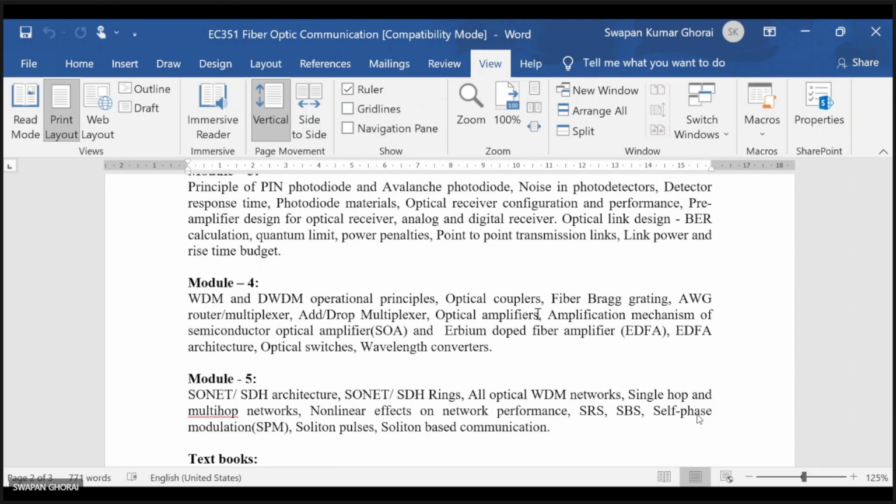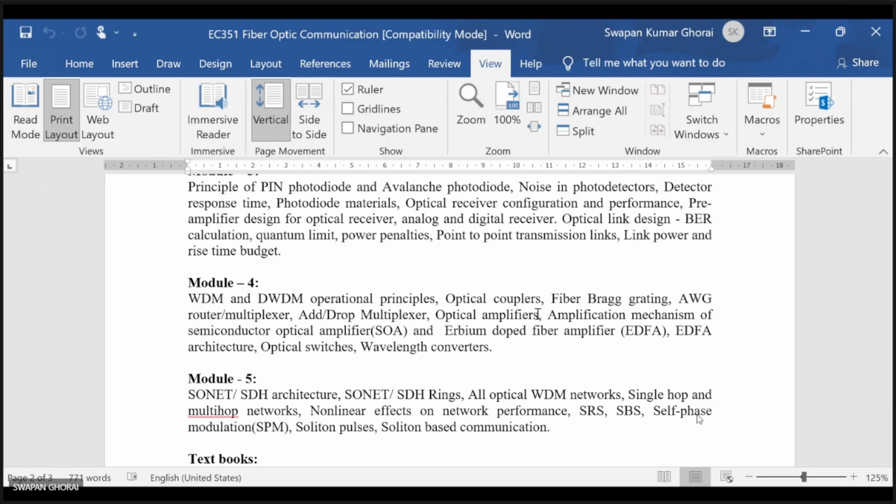EDFA, optical switches, wavelength converters. Those things will be discussed in this module. They are the advanced types of components. In present-day networks, these are used for multiplexing, demultiplexing, and add-drop multiplexing. Suppose you want to drop some wavelengths, you can add some wavelengths. So you need one type of multiplexer called an add-drop multiplexer, which can be realized using a fiber grating. So those things are there.